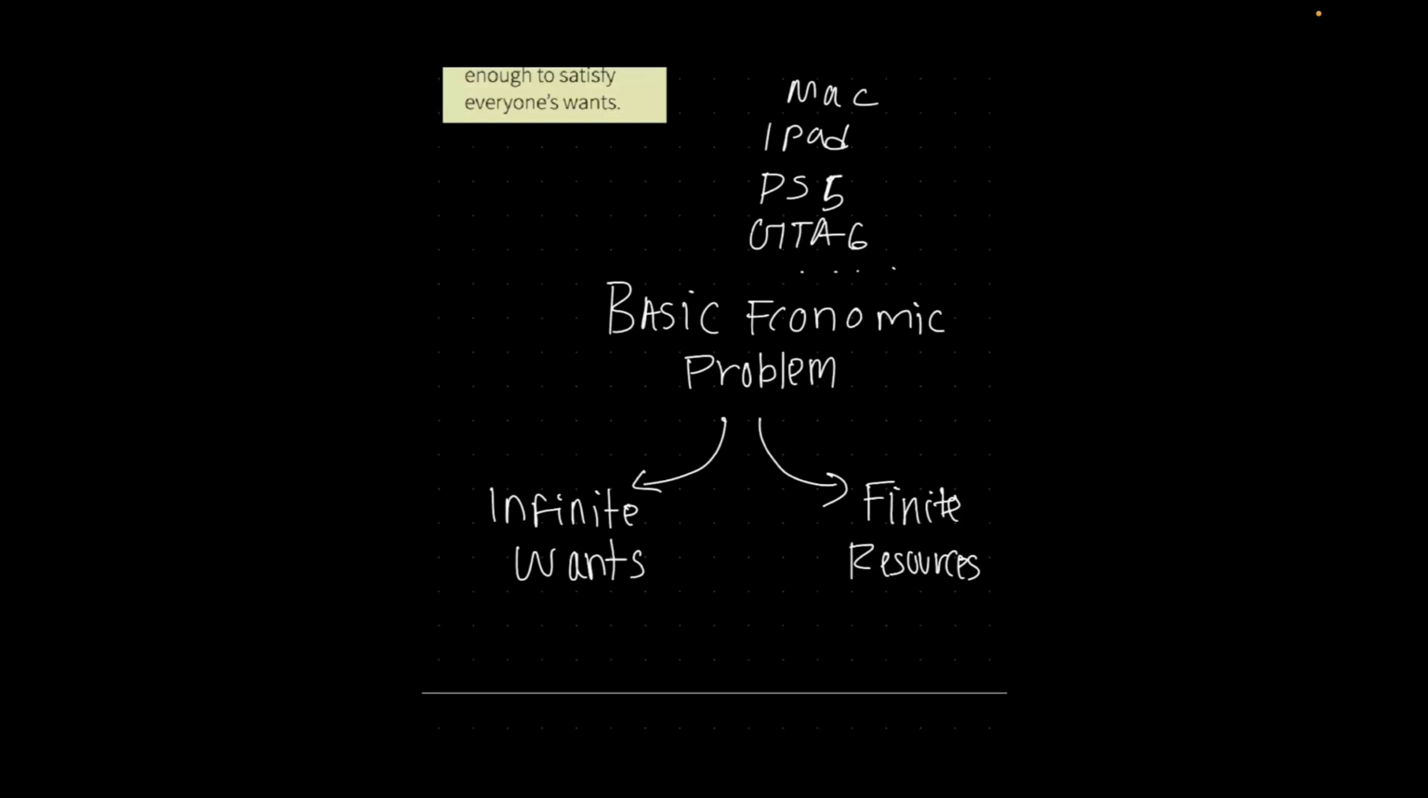So what happens? There is a mismatch, if you see. Both of them don't equate. So you want many things, but no one has the resources to produce all those many things. And this is what causes the basic economic problem.